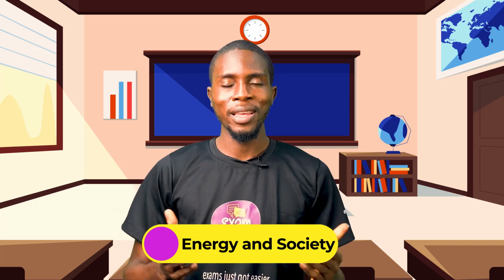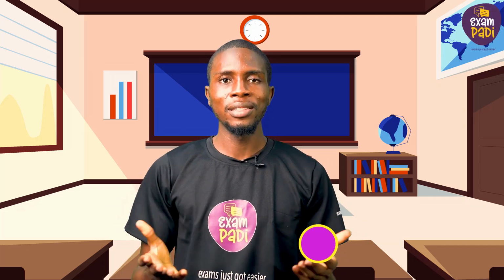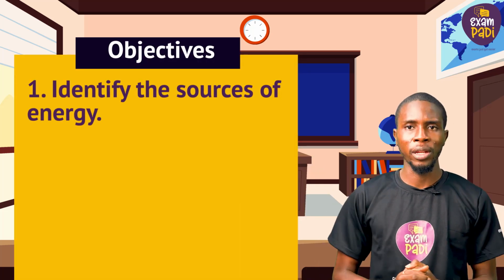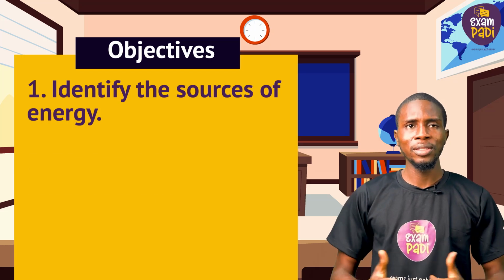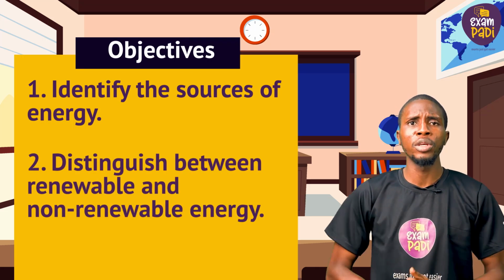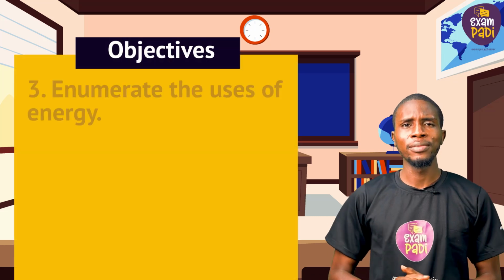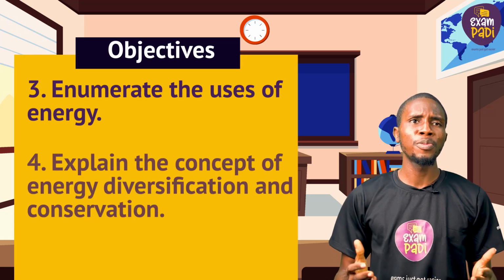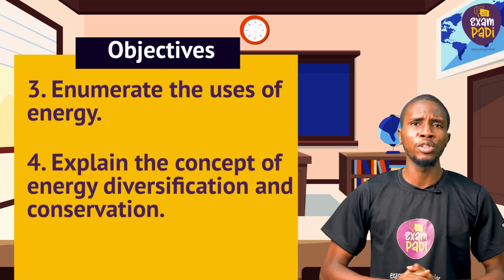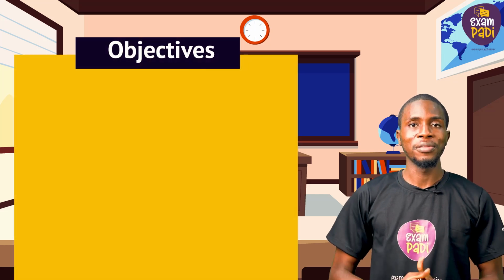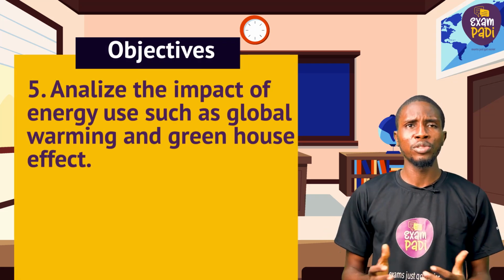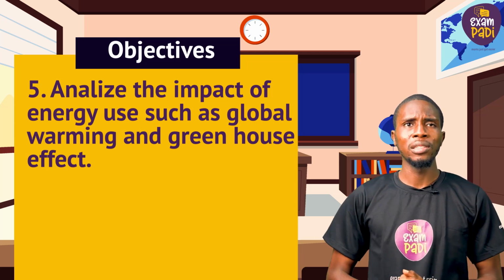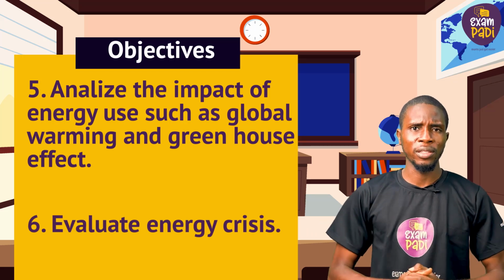Our topic today is energy and society, and in this lesson we will: 1. Identify the sources of energy. 2. Distinguish between renewable and non-renewable energy. 3. Enumerate the uses of energy. 4. Explain the concept of energy diversification and conservation. 5. Analyze the impact of energy use such as global warming and greenhouse effect. And lastly, we will evaluate energy crisis.